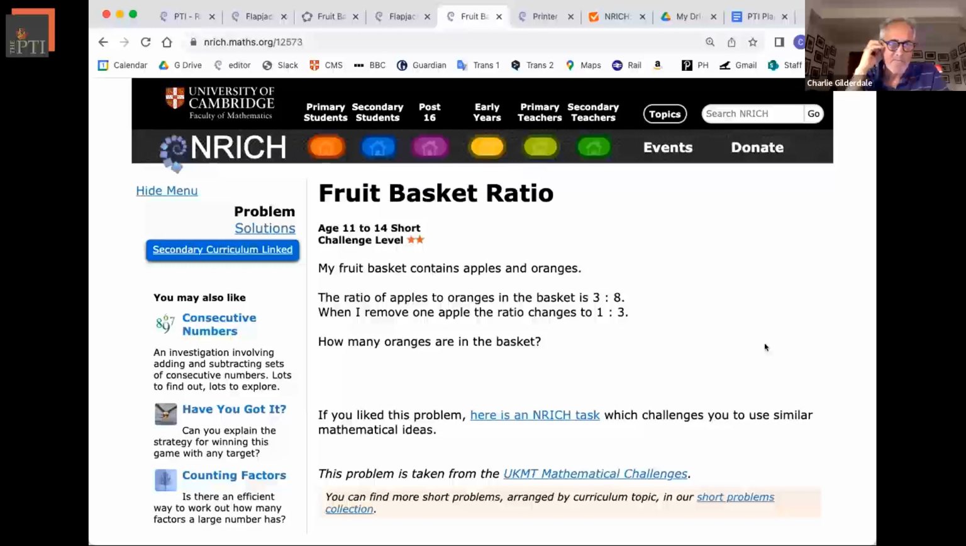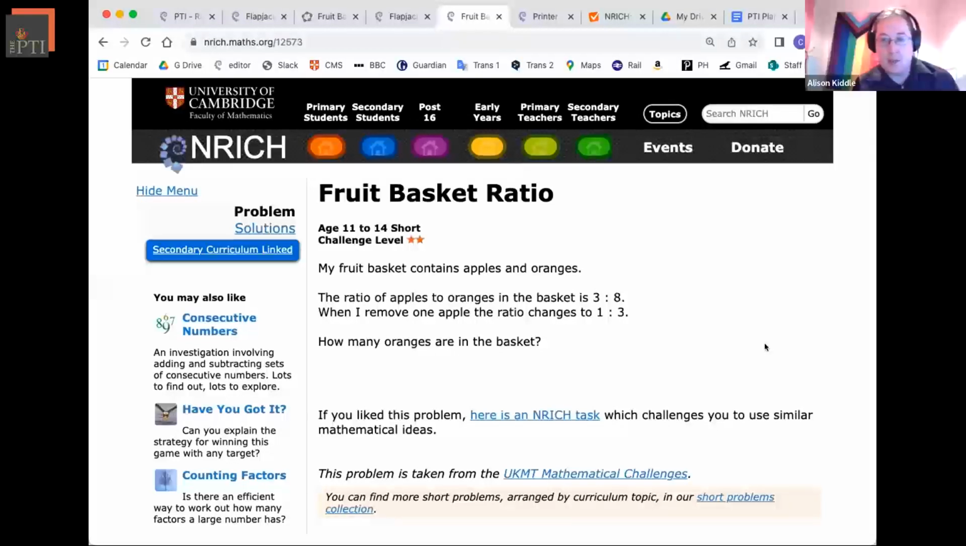So here we go. My fruit basket contains apples and oranges. The ratio of apples to oranges, with a way of remembering that it's in alphabetical order, apples and oranges, in the basket is 3 to 8. But I get hungry, I eat one of the apples, I remove it from the basket, and what I'm left with is a ratio of apples to oranges of 1 to 3. And the question is, how many oranges are in the basket? So the number of oranges has never changed.